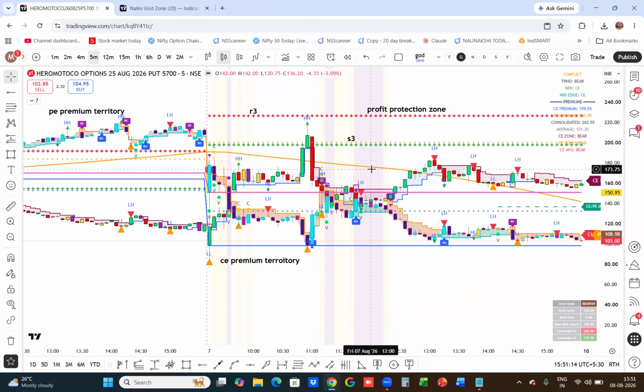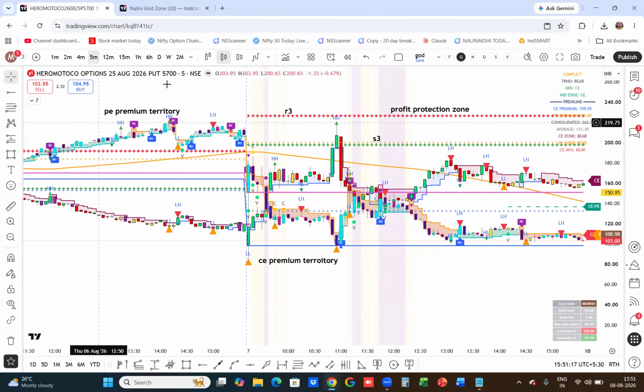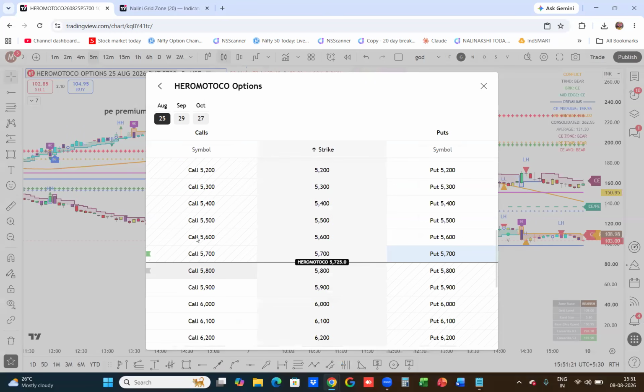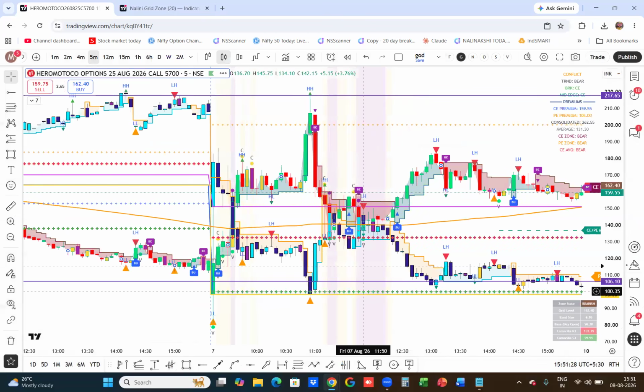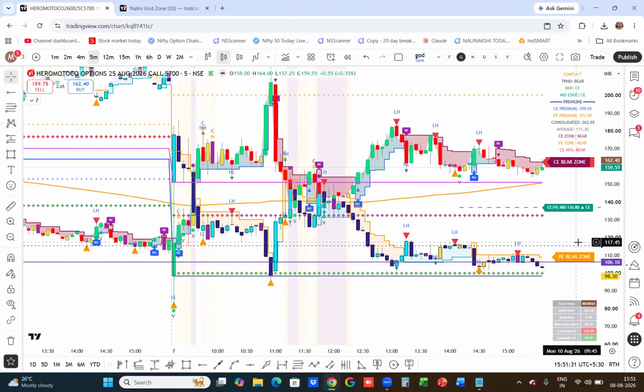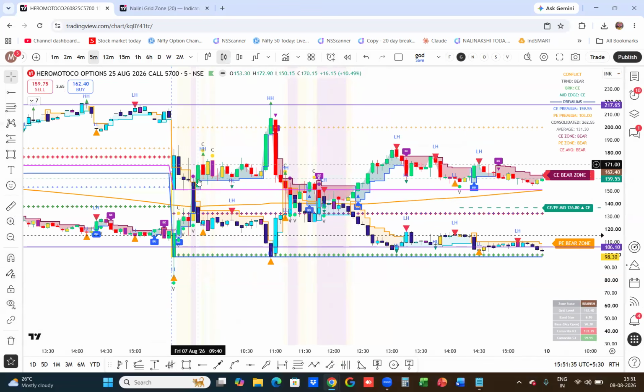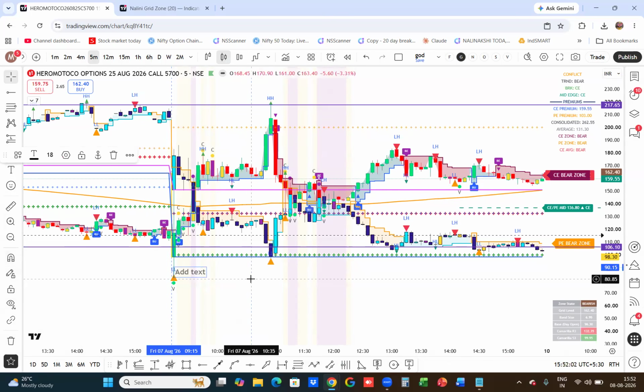And another way, I'll just alter this put option to a call option. That is the facility with my dual option premium engine: the role changes. When the role changes, see, this is the call option S3. And from the S3 of the put option, the call option has rallied to the put option premium and it is coming near the S3 of the call option, as well as this call option CE territory.